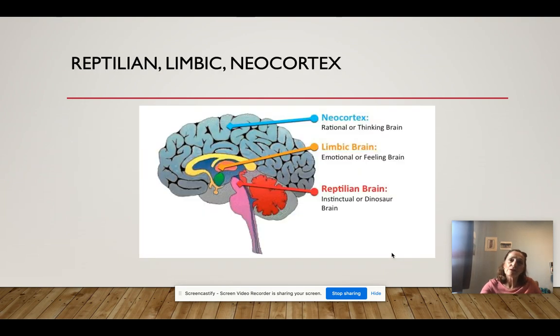So when we first look at the brain, there are three areas: the lower brain, which is the reptilian or lizard brain, that's the instinctual part of our brain; the limbic brain, which is the emotional or feeling midbrain area; and then the neocortex, also known as the prefrontal cortex.